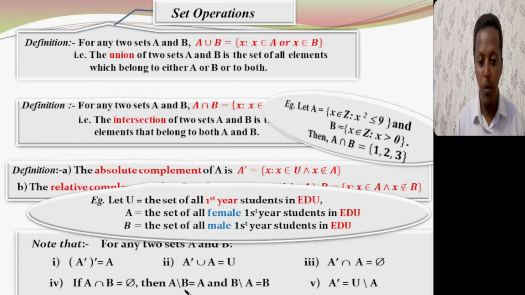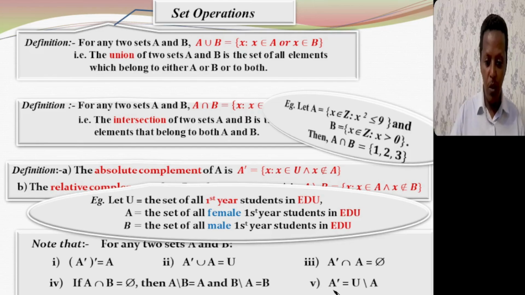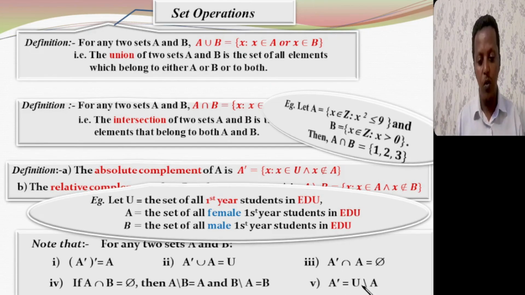So A without B is what? The set of all female first year students, which is A. B without A will be the set of male first year students. A complement means all first year students who are not female. So this will be the same as B.